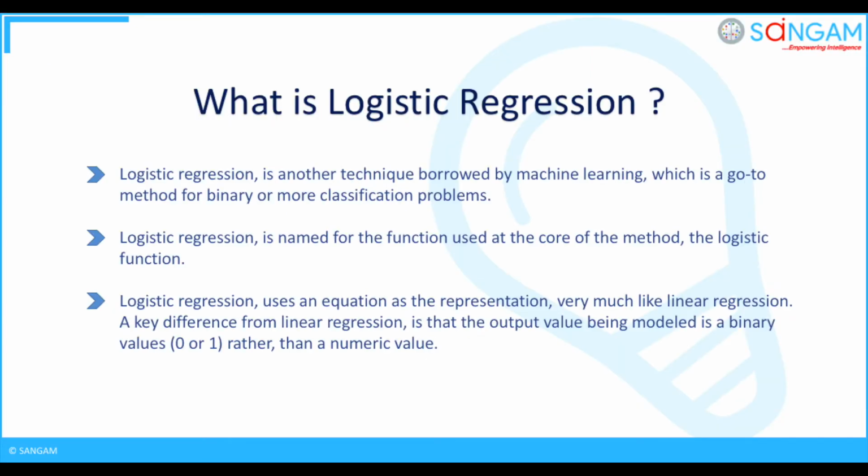What is logistic regression? Logistic regression is another technique borrowed by machine learning, which is a go-to method for binary or more classification problems. Logistic regression is named for the function used at the core of the method, the logistic function. Logistic regression uses an equation as the representation, very much like linear regression. A key difference from linear regression is that the output value being modeled is a binary value, 0 or 1, rather than a numeric value.